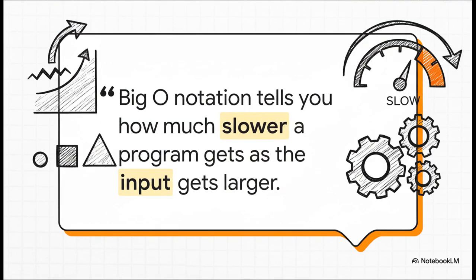Now this is a much better way to think about it. Big O isn't about timing things with a stopwatch. It's not about seconds or minutes. It's about measuring the rate of slowing down. It answers the question, as my job gets bigger and bigger, how much slower is this thing going to get?